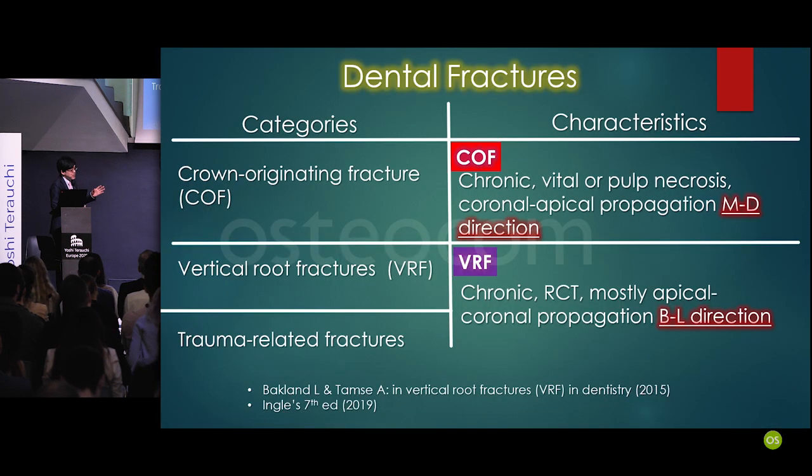So what about the detection? What about the root fracture? What about the crown fracture? There's a difference between the crown fracture and root fracture. Crown fracture usually propagates in the mesial-distal direction, whereas vertical root fracture propagates in the buccal to lingual direction. There's a complete difference between the two fracture patterns.